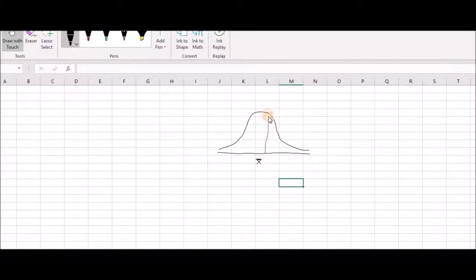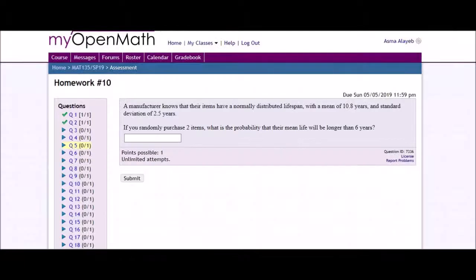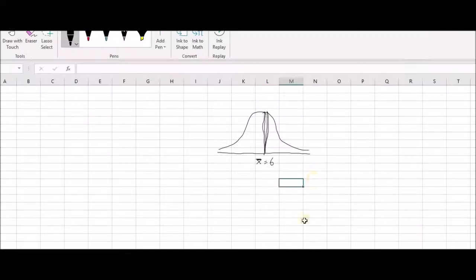And this is, let's say, number 6. Sorry, my lines are not straight. So the mean is 6 years. We would like to know whether the mean life of the two items that we selected, which is the sample, is going to be longer than 6 years.